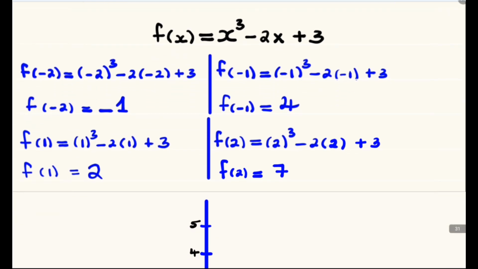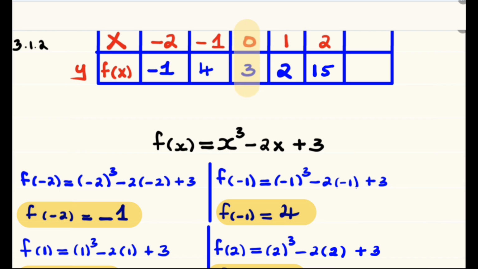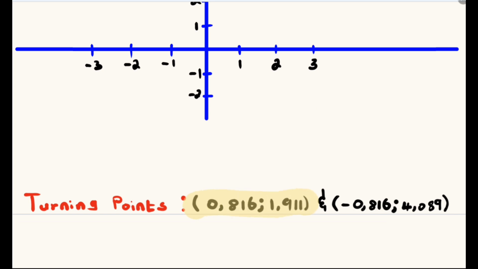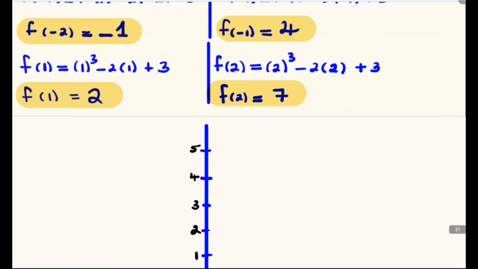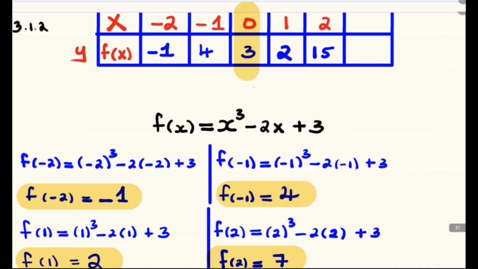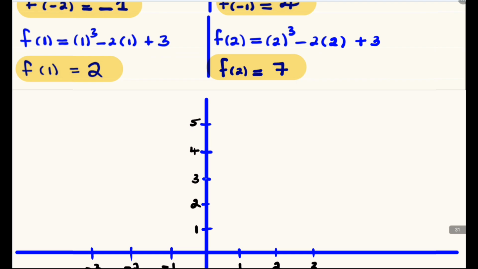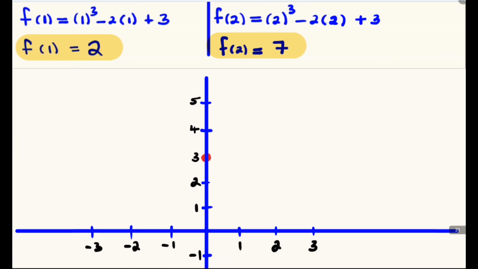We draw the following graph with the following points, and we also have the y-intercept, the 0 and 3. And we also have our 2 turning points. So let's draw the graph. We start with our y-intercept. When x is equal to 0, y is equal to 3. So we have our y-intercept at 3, and when x is equal to -1, y is equal to 4.